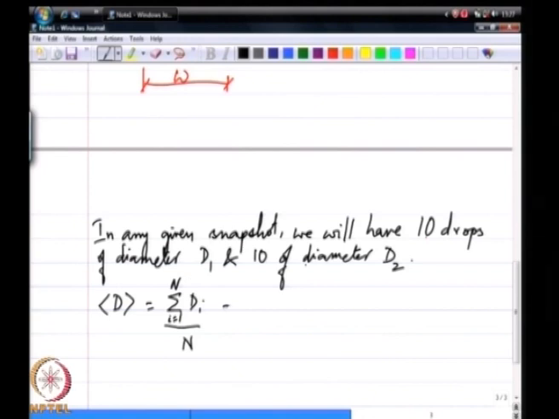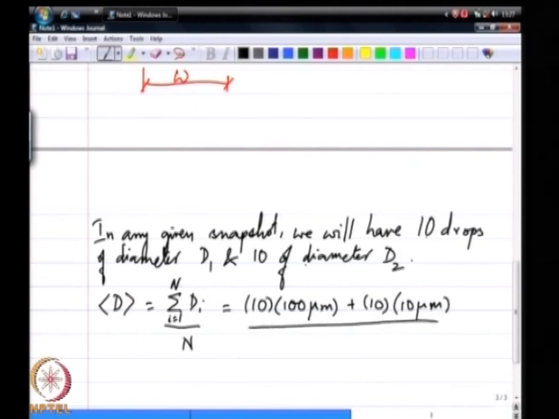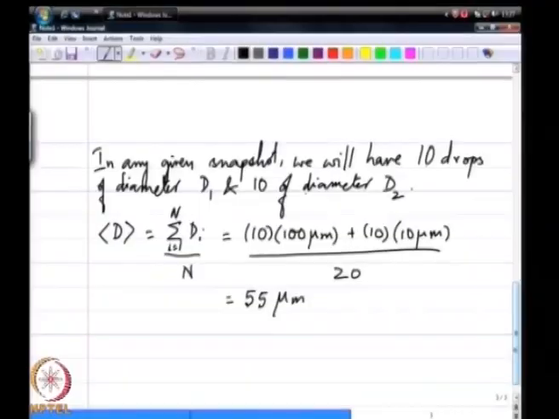Okay. If I do this, I have 10 times 100 micrometers plus 10 drops of 10 micrometers divided by 20, which happens to give me a number like 55 micrometers. This is the diameter I get. I will call this ds for spatial sampling.